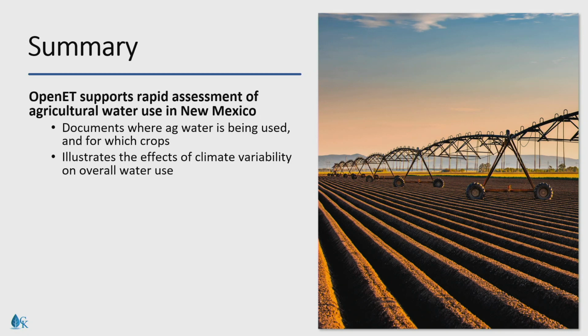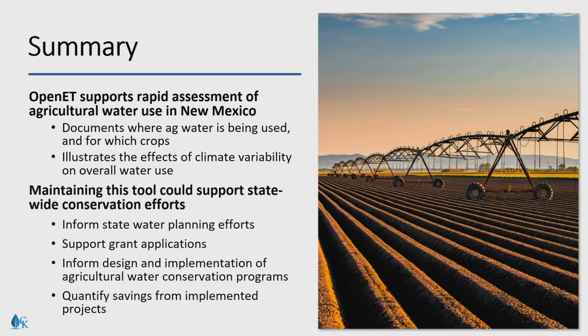Okay, so just to summarize, the OpenET data for us supported a rapid assessment of agricultural water use in New Mexico, documenting where ag water is being used and which crops it's being used for. It illustrates, particularly in that analysis of year over year net ET, the effect of climate variability on overall water use. And that could be really important for scenario development if you're looking at future water use for the state of New Mexico. And then the idea is that building this tool and making it available could support statewide water conservation efforts, could potentially inform state water planning, support grant applications, inform the design and implementation of agricultural water conservation programs, and ultimately, hopefully, quantify savings from projects once they're implemented on the ground. That's all I've got.